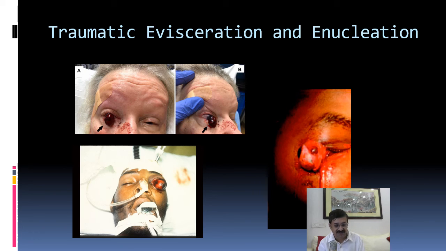Now, traumatic evisceration and enucleation are usually injuries associated with road traffic accidents. They are associated with high velocity injury, with gunshots, and sometimes even animal attacks. Here in NRS we find a lot of animal attacks, patients referred from the infectious disease hospital at Beleghata. So these are dog bite injuries.